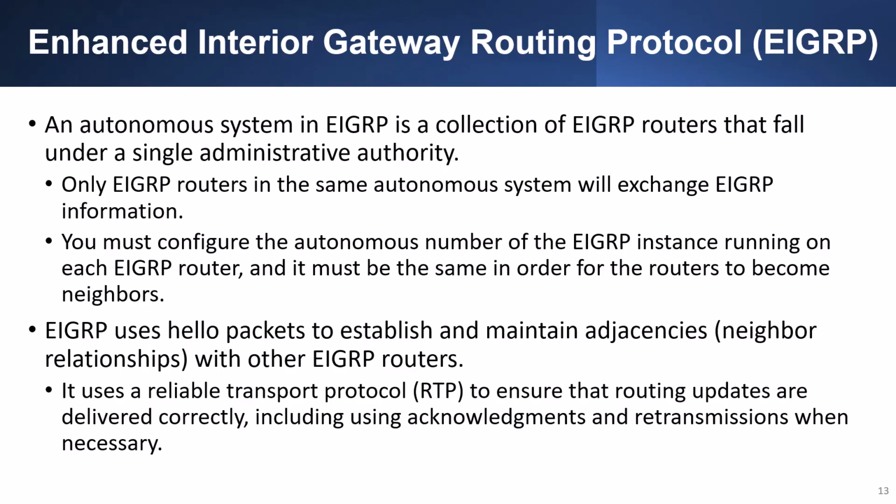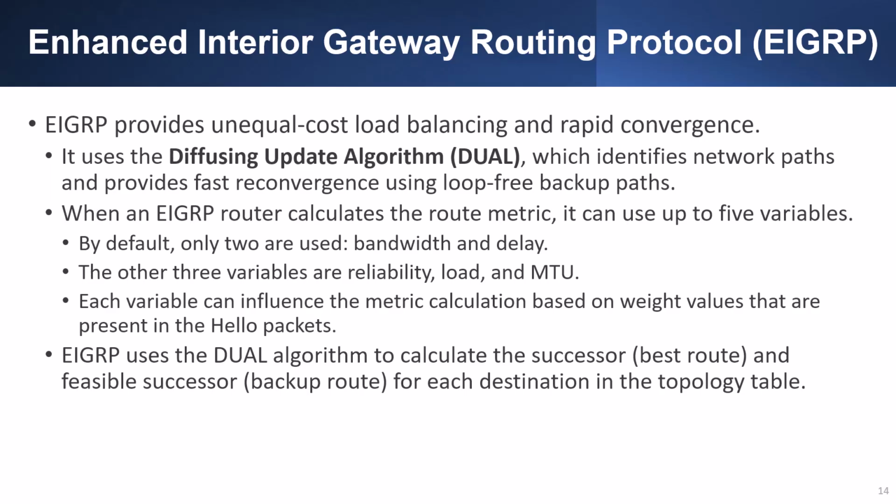EIGRP uses hello packets to establish and maintain adjacent neighbor relationships with other EIGRP routers. It uses the Reliable Transport Protocol, or RTP, to ensure that router updates are delivered correctly, including acknowledgements and retransmissions when necessary. EIGRP provides unequal cost load balancing and rapid convergence. It uses the Diffusing Update Algorithm, or DUAL, which identifies network paths and provides fast reconvergence using loop-free backup paths.